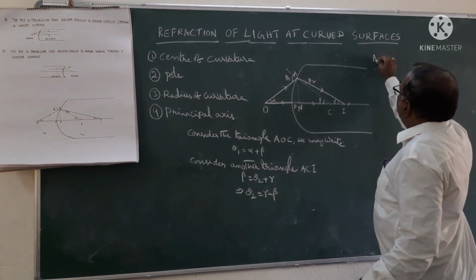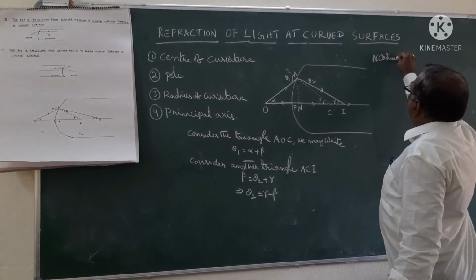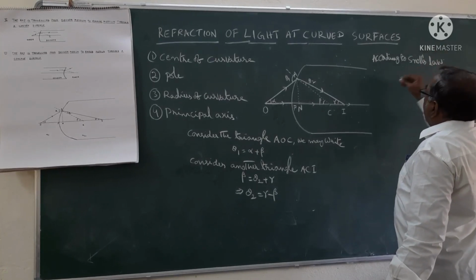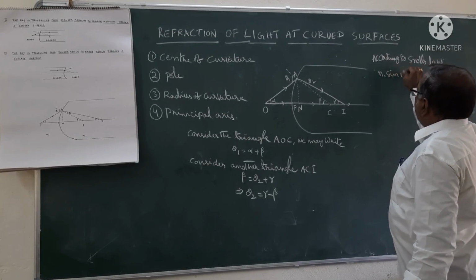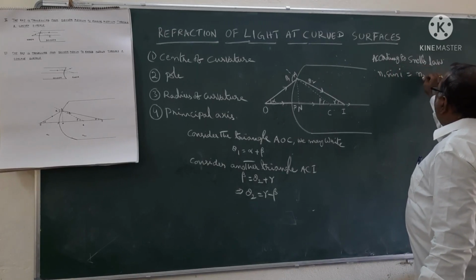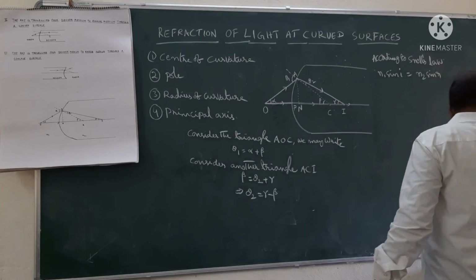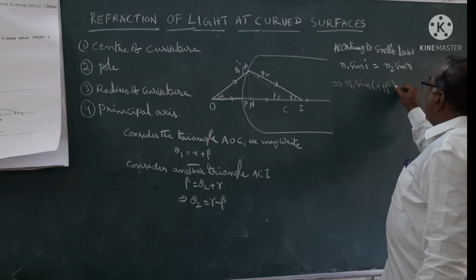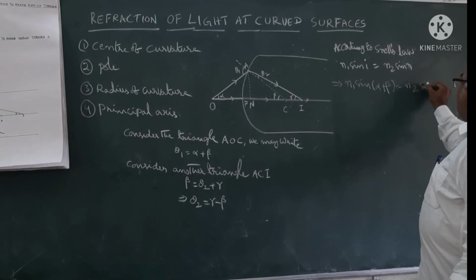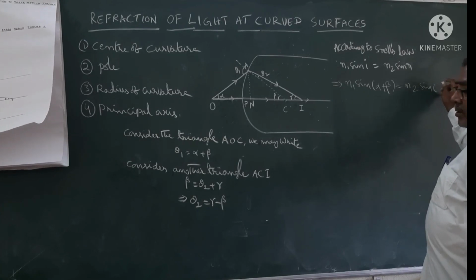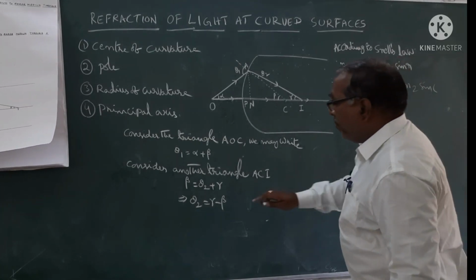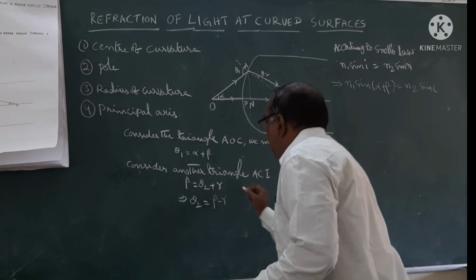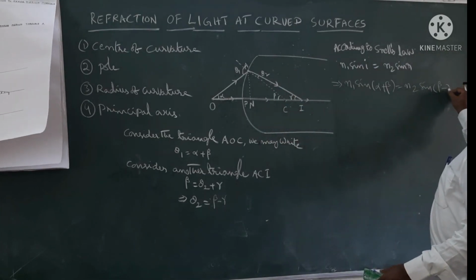According to Snell's law, N1 sin I is equal to N2 sin R, which implies N1 into sin of alpha plus beta is equal to N2 into sin of beta minus gamma.